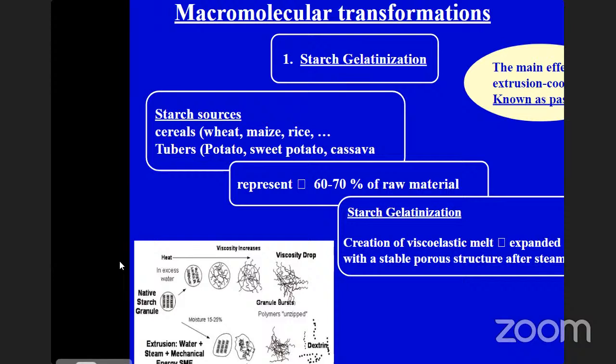Starch granules in the presence of water and heat undergo some changes like gelatinization, while severe extrusion conditions cause starch damage and degradation. So starch gelatinization allows creating a viscoelastic melt which expands at the die with a stable porous structure after steam flashing off as a result of instant dropping of pressure towards atmospheric pressure.